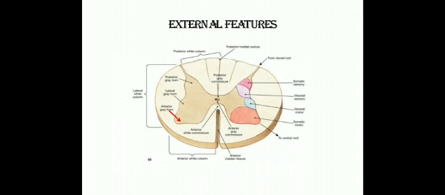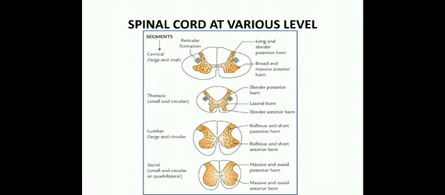The grey matter consists of the anterior horn and the posterior horn. There will be a difference in the anterior and the posterior horn at different levels. So, we will see the differences at the different levels. First, in the cervical region. When we take a section, it looks large and oval. The posterior horn is long and slender and the anterior horn is broad and massive.